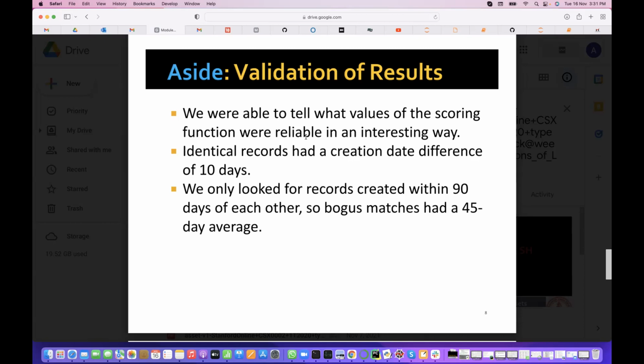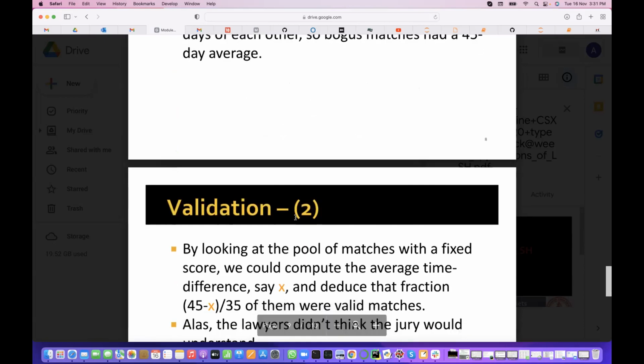We were able to tell what values of the scoring function were reliable in an interesting way. That is what he says. He got this whole problem as a consultant. Identical records had a creation date difference of 10 days. We only looked for records created within 90 days of each other. So bogus matches had a 45-day average.